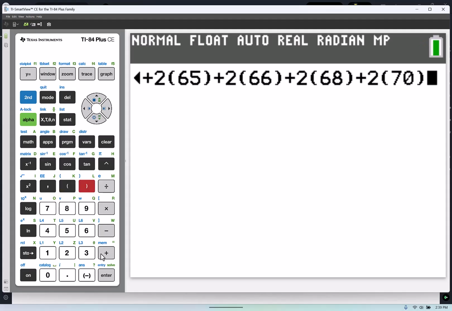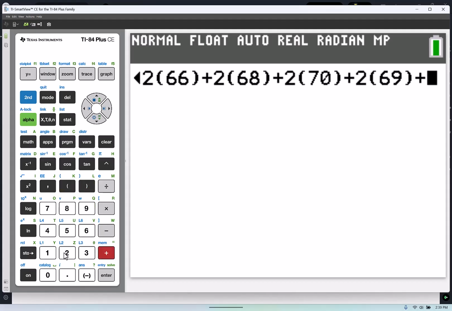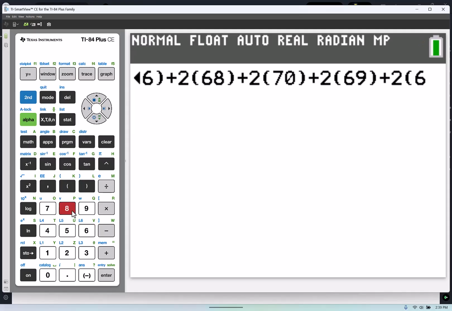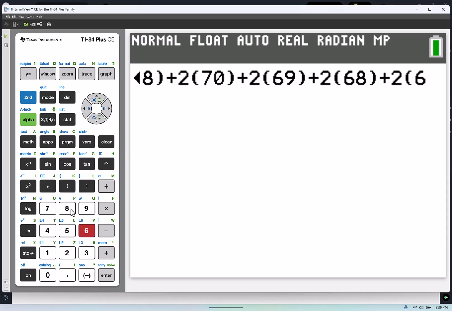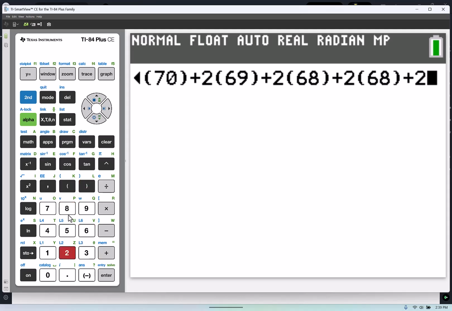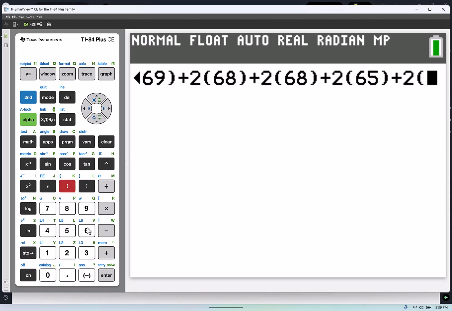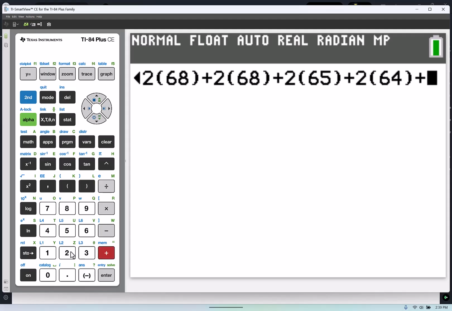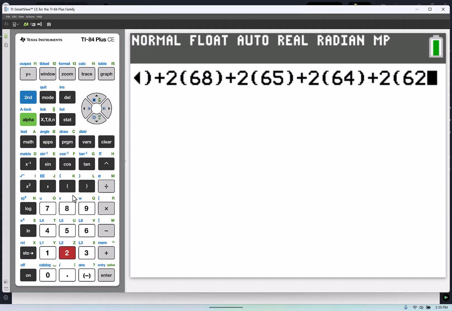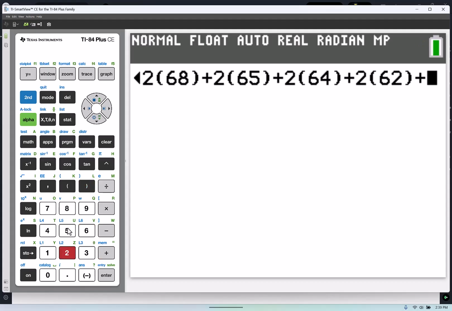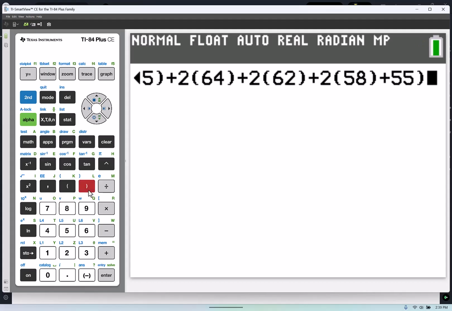Plus 2 times 69 plus 2 times 68. Plus 2 times 68 again. Plus 2 times 65, plus 2 times 64, 2 times 62, plus 2 times 58. And then the last one plus 55, no 2. Close.